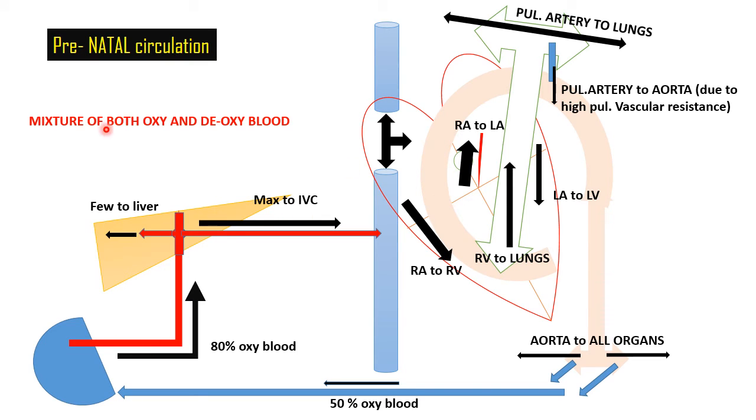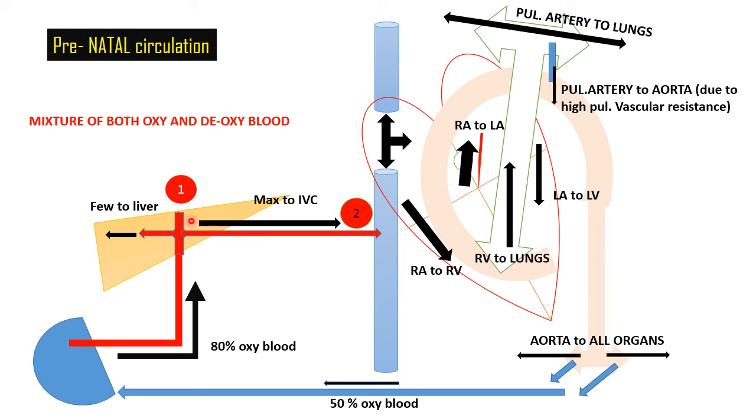So what are all the mixtures? Where does all the mixing of both oxygenated and deoxygenated blood happen? The first one is at the liver, at the ductus venosus, where we can have the mixture of both oxygenated and deoxygenated blood, because here is the portal vein which supplies the blood to the liver. So this is the first site where we get the mixture of both oxygenated and deoxygenated blood.